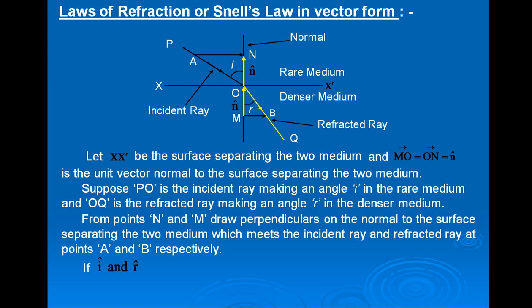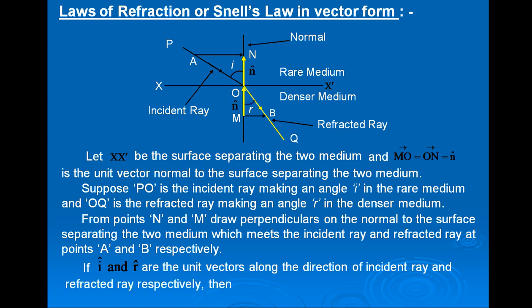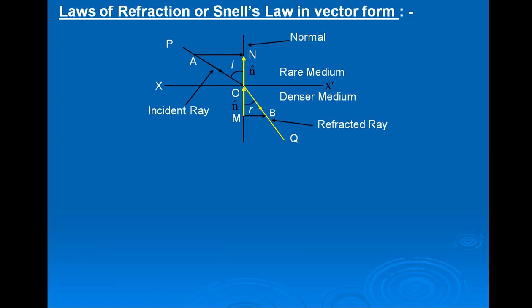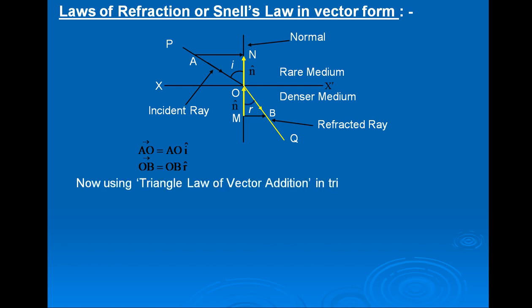If I cap and R cap are the unit vectors along the direction of the incident ray and refracted ray respectively, then vector AO is equal to magnitude AO into I cap, and vector OB is equal to magnitude OB into R cap. Now using the triangle law of vector addition in triangle OAN.